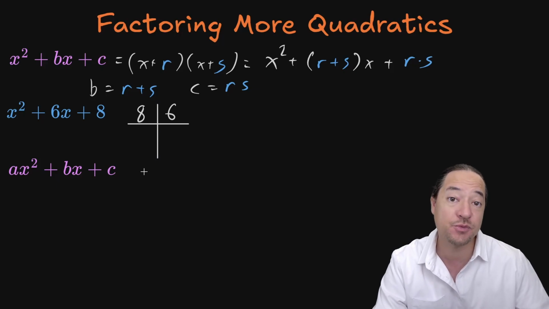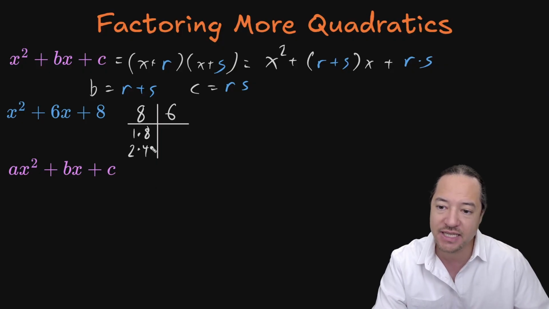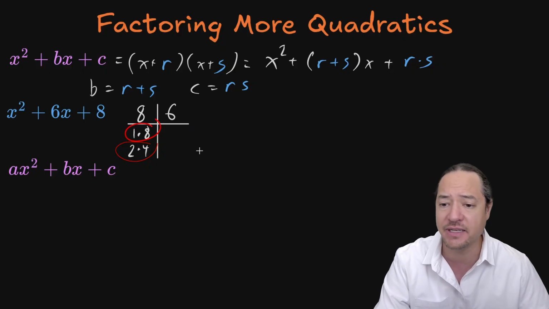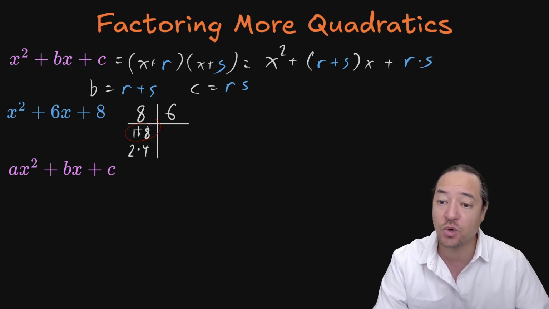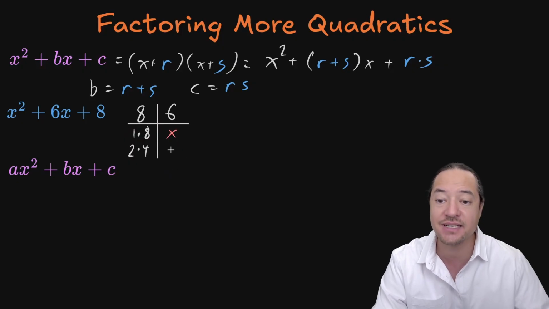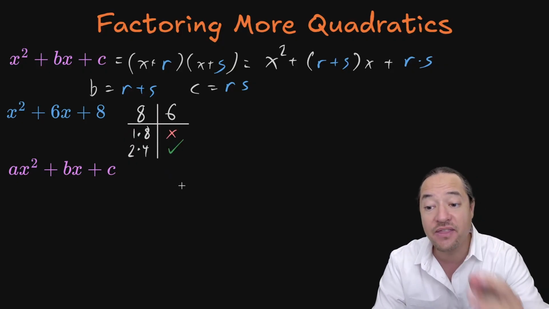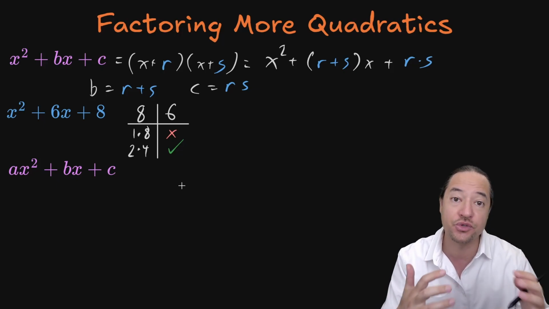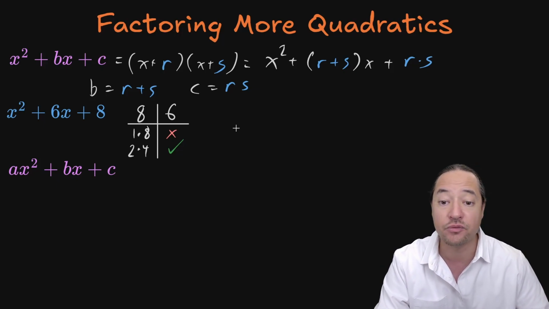So what are possible factors of 8? Well, you could have 1 multiplied by 8. That's a pair of factors. Or you could have 2 multiplied by 4. That also works. 3, nothing. 4 times 2 works, but that's just repeated, and same thing with 8 times 1. So we check 8 plus 1. Does that equal 6? No, it does not. 2 plus 4. Does that equal 6? Yes, it does. And so this must be the pair of numbers r and s that will produce the factored form of our original expression.